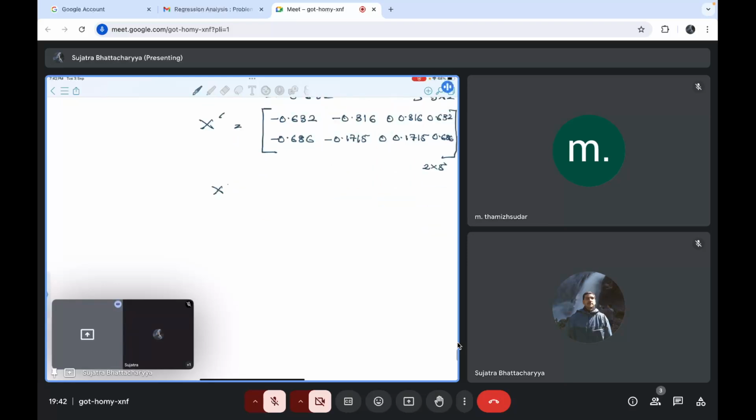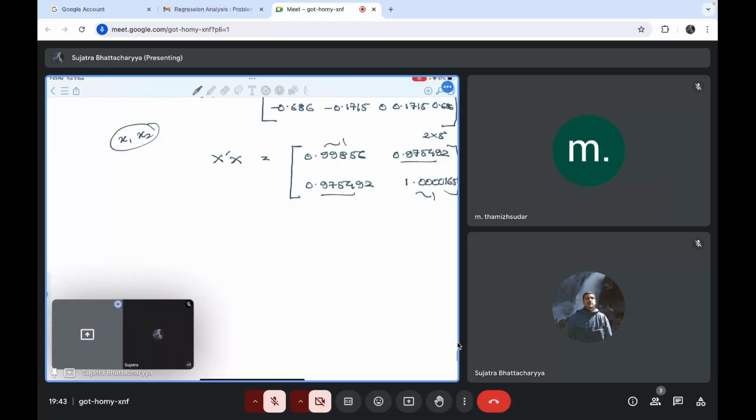So if you do X prime X, you actually get the correlation matrix, which has 0.99856, 0.975492. This is also 0.975492, which will be the same, the correlations. And this is 1.00000165. As you can see, these are roughly 1, and these are the correlation coefficients between the small x1 and small x2. So this is your X prime X.